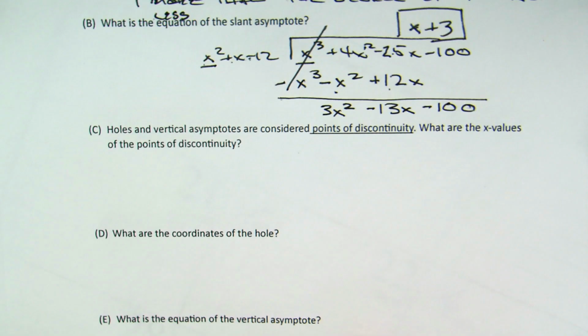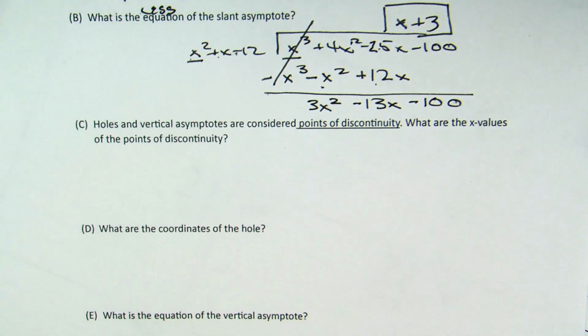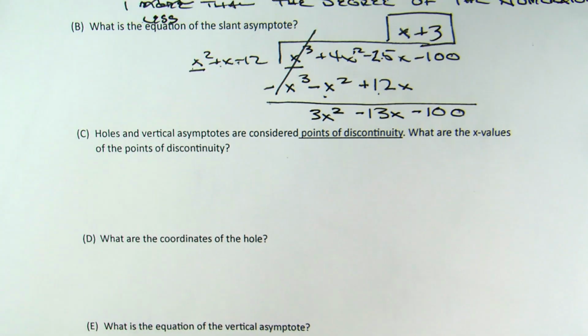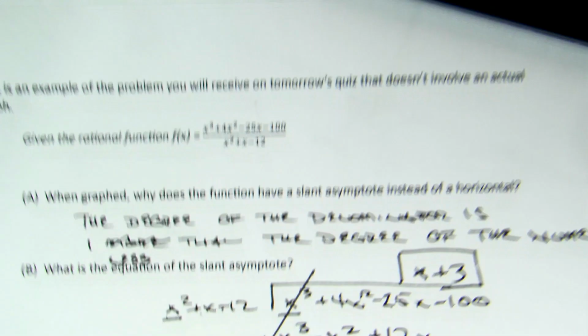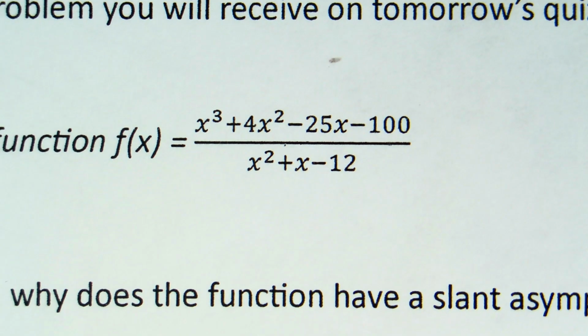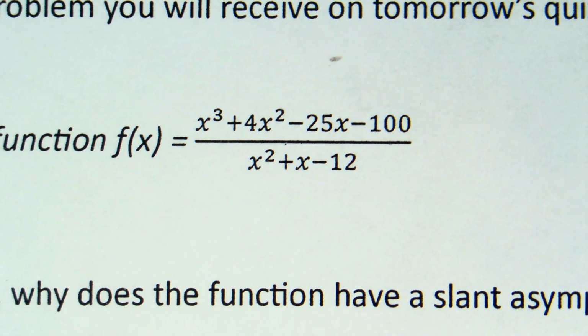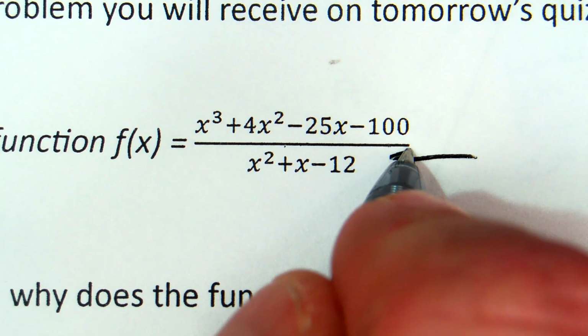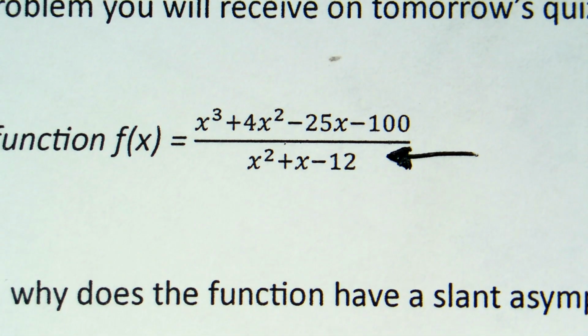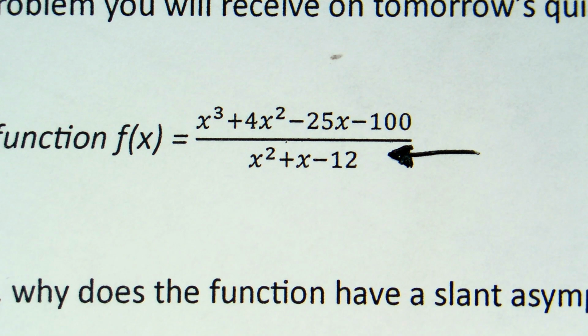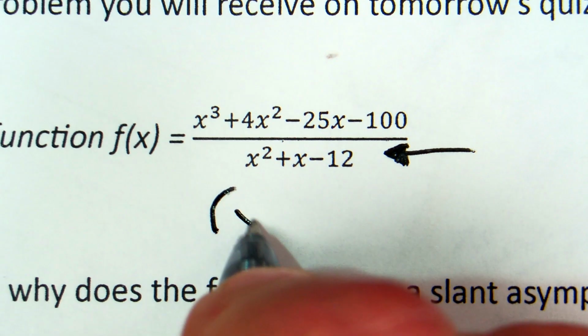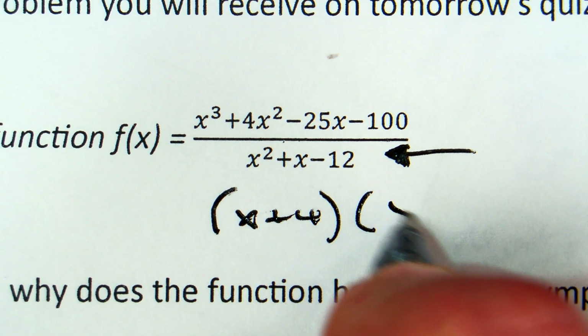Holes in vertical asymptotes are considered points of discontinuity. What are the x values of the points of discontinuity? For that, we go back to our original function. Points of discontinuity have nothing to do with the numerator, so we focus on the denominator. We're going to factor the denominator. What two numbers go into negative 12 and add up to 1? 4 and negative 3. So that factors into x plus 4, x minus 3.